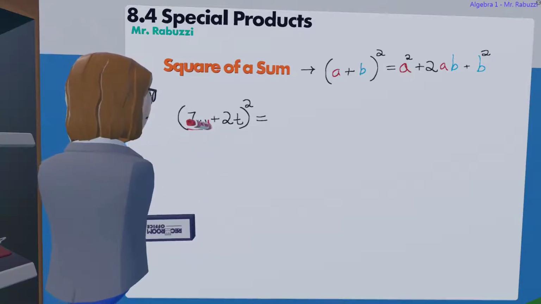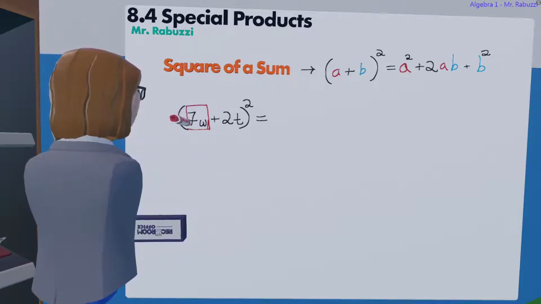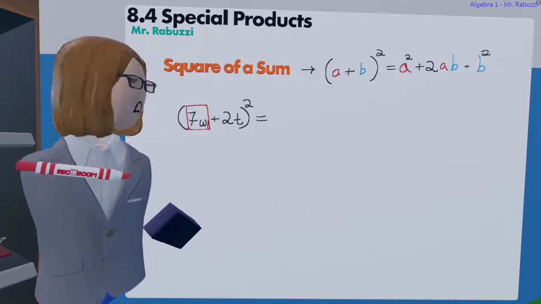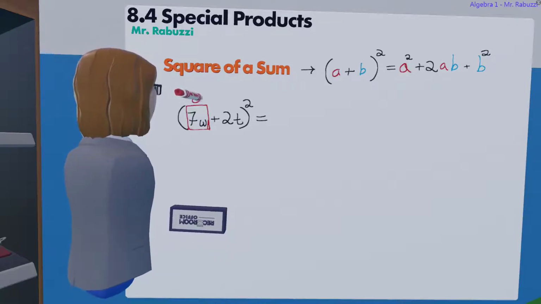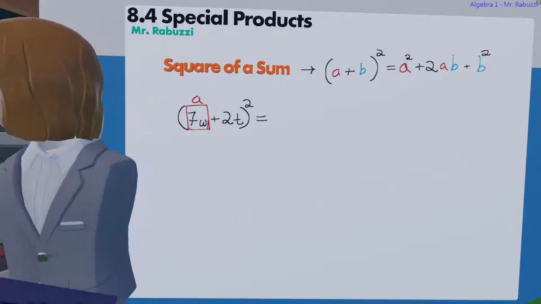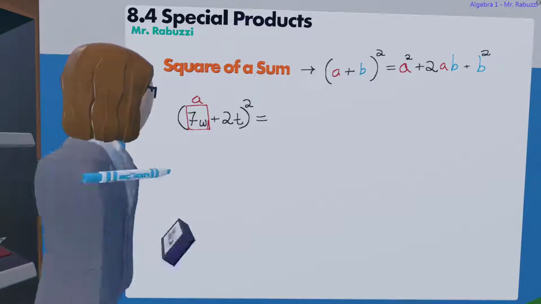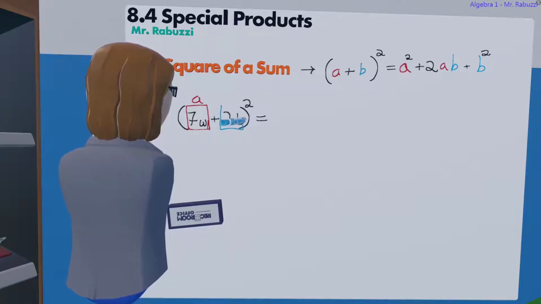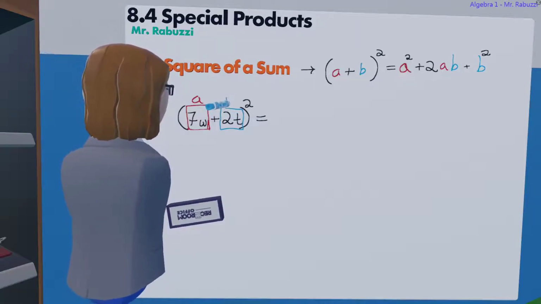So the first term here, that's A. Now let's do the same thing looking for our B. We're going to ignore the plus this time, and we're going to take the second term. That's our B.